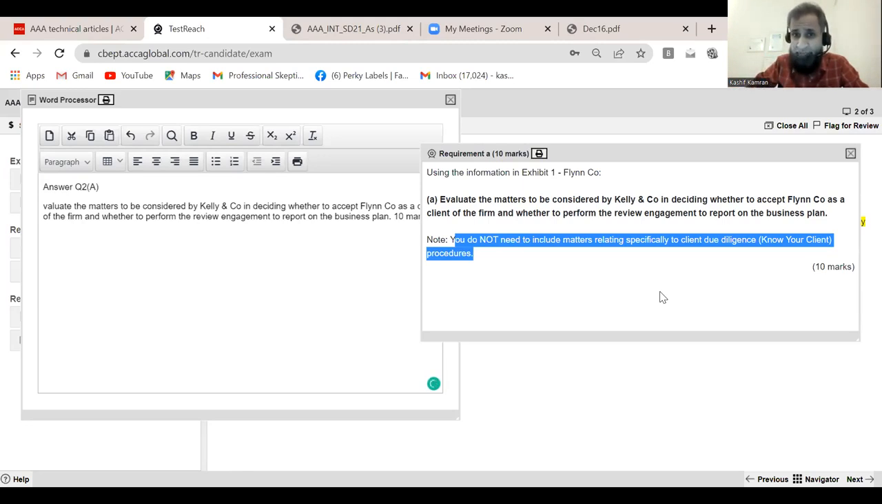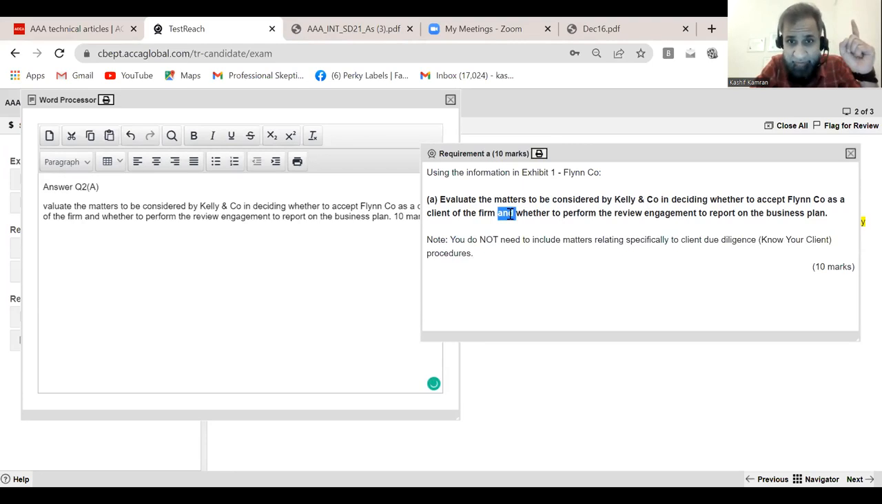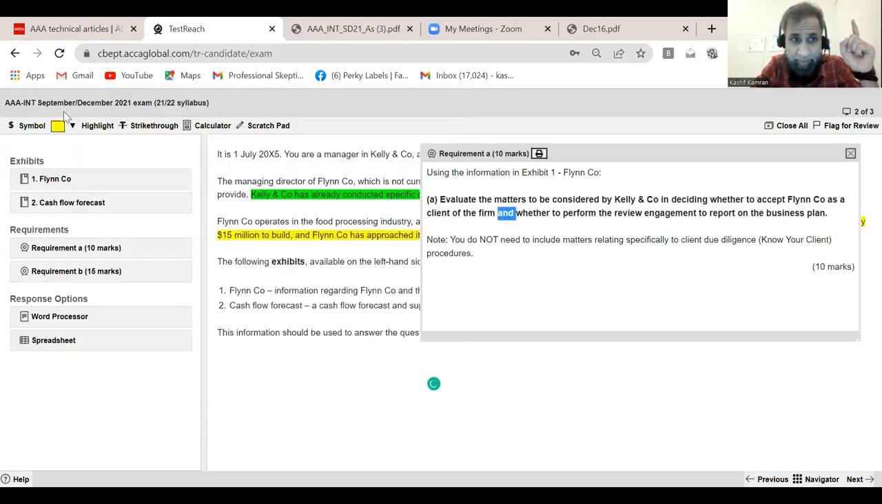But you have to be very careful. The question is not asking you one thing. The question is asking you two things. Evaluate the matters in considering whether you should accept Flynn as a client. That's one. Whether you should accept Flynn as a client, number one. And I hope you can see this word "and". This word "and" is very critical. And, so that is the break of a question.